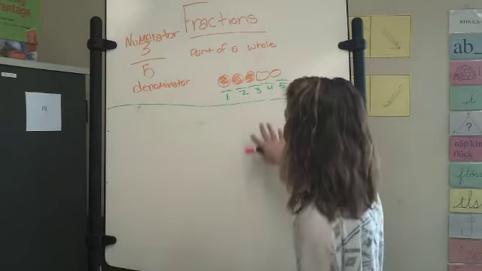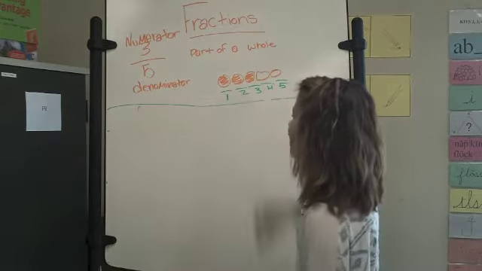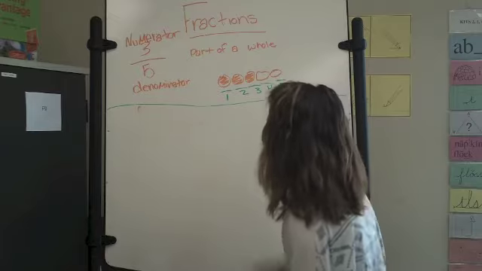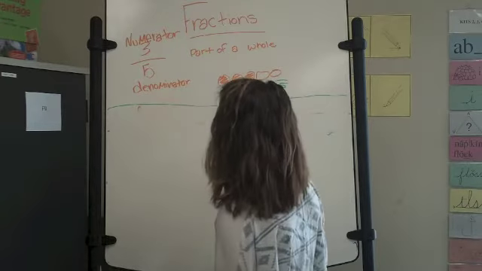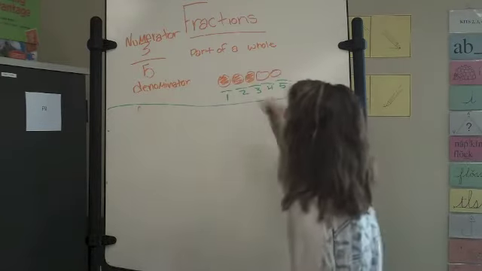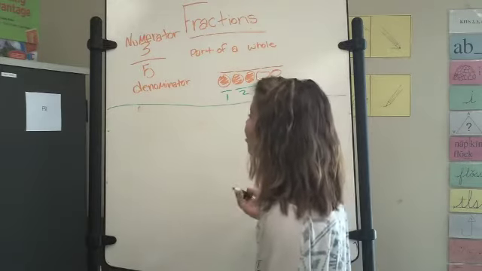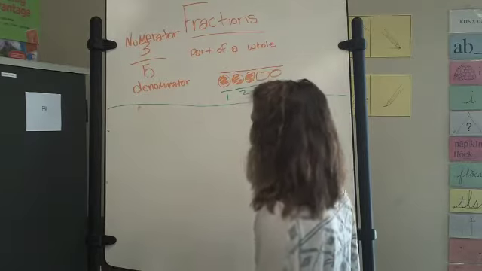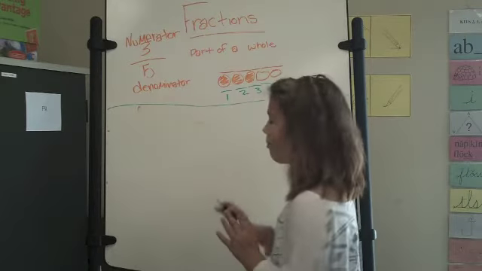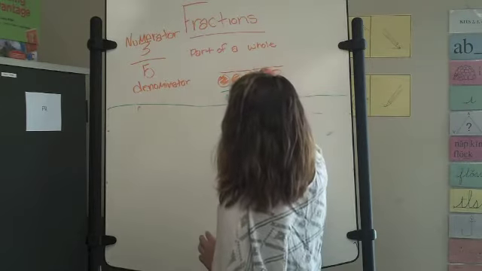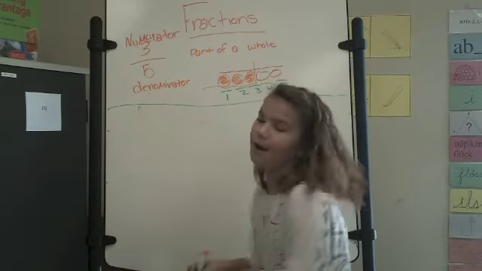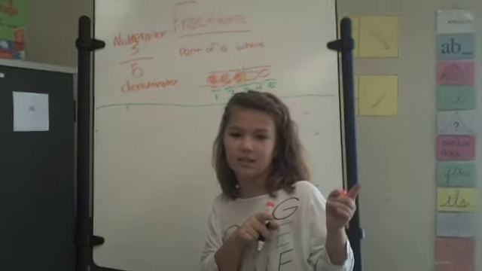So it's saying out of these 5 marbles, 3 of them are shaded in. So the denominator would be 5 because the denominator is all of them together. So it's all of them. And then the numerator is just what's shaded in, or part of it. So that would just be these 3. Okay, back to you guys.